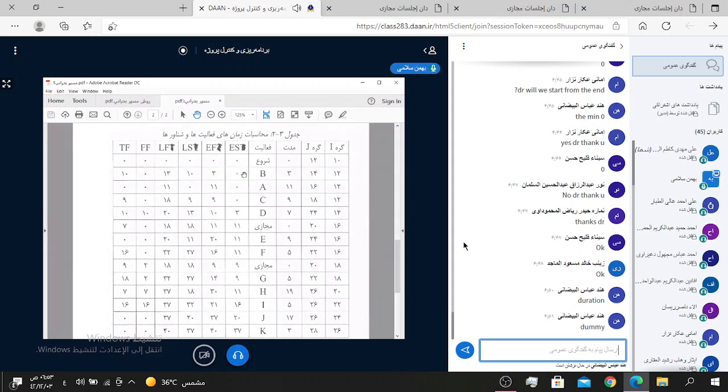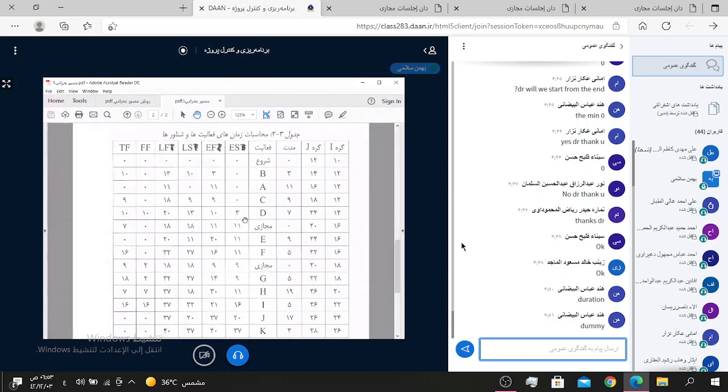Please answer this question. How can I find the ES of activity and write it in column 5? How? Do you understand the question? How can I find the ES from the activity and write it here?